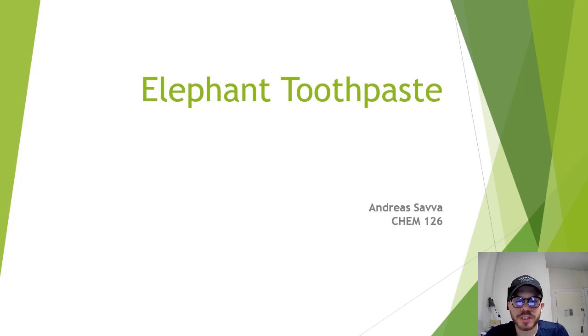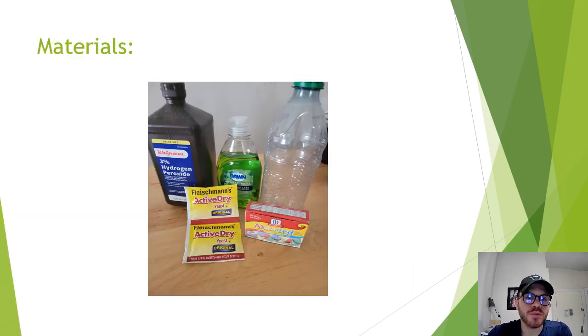Hi guys, my name is Andrea Sava and today I will be discussing the experiment of the elephant toothpaste. The materials that we will be using today are active dry yeast, regular dish soap, some food coloring, an empty water bottle, and 3% hydrogen peroxide.